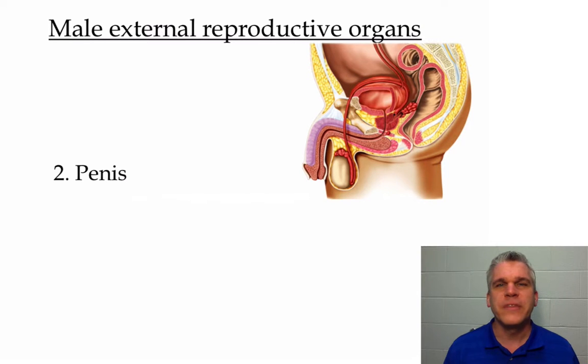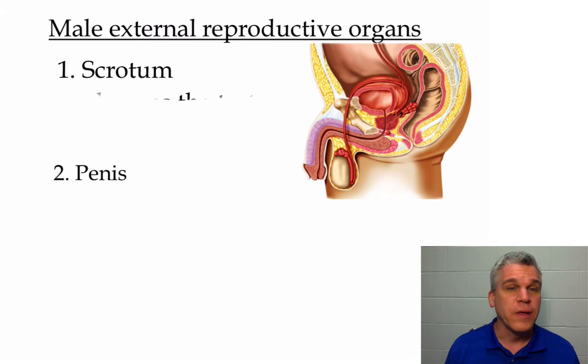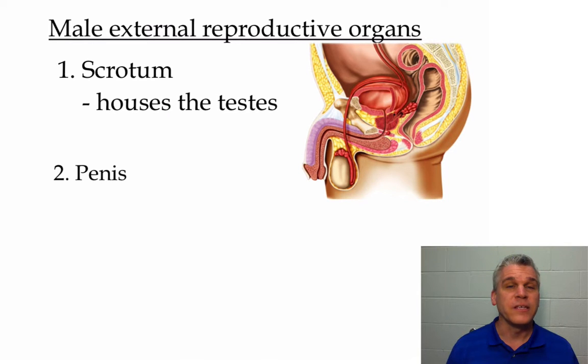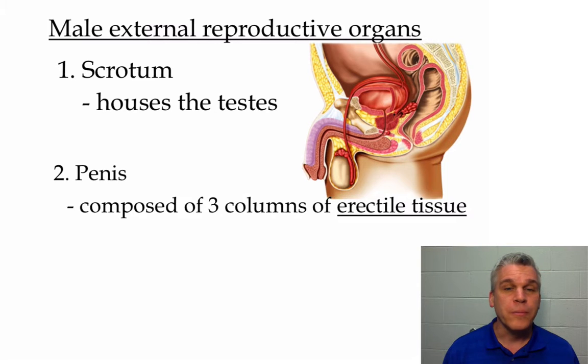All right, so now for some of the external reproductive organs. So the first one is the scrotum. The scrotum simply is a place that houses the testes. In order for sperm to be produced properly, they need to be at a temperature slightly below body temperature. So this is why the testes are found outside of the body. And then the penis, which is composed of 3 different columns of erectile tissue. And so these tissues can fill with blood, which is then what causes the erection.